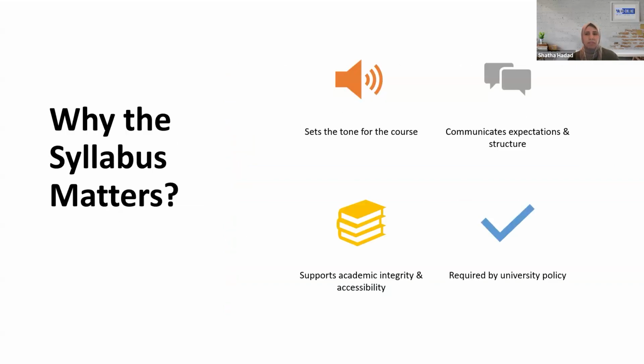So let's look at why the syllabus is important in online courses first. The syllabus sets the tone for the course. It provides an overview of how the course is structured and what your students can expect. It also communicates expectations and structure, showing how assignments, deadlines, and activities are organized so your students can plan their work effectively. It also supports academic integrity and accessibility by outlining policies, ensuring fair participation, and providing resources and accommodations to help all students succeed. Finally, the syllabus is required by university policy, serving as an official guide to the course and helping both you and your students stay aligned throughout the term. So it's like a roadmap and support system for your students when they are navigating your online course.